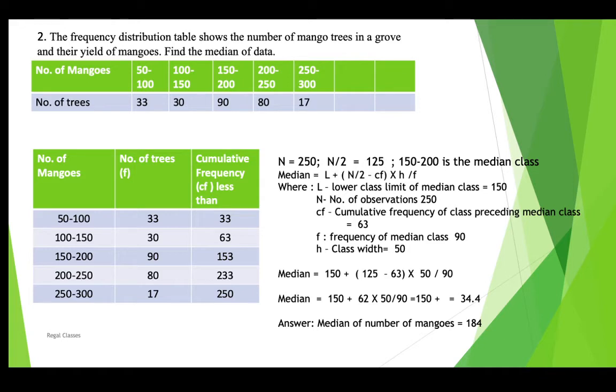N by 2 is 125. So 125 is greater than 63 but less than 153. So we take it in that class, 150 to 200 is the median class. Then it's the formula, very simple.